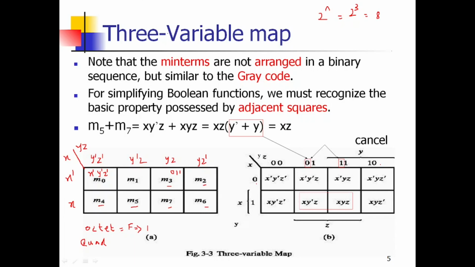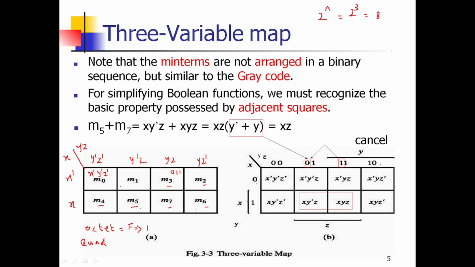Okay, so many pairs are available here. And m4 m5, m5 m7, m7 m6, m4 m6, all those things are pair. And we can't say m5 and m6 are pair. Okay, so this is here, this is here, so this is not adjacent, so this is not a pair.